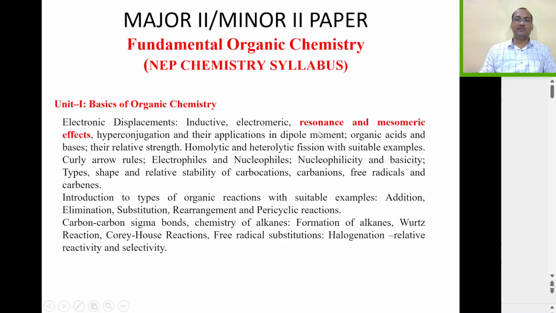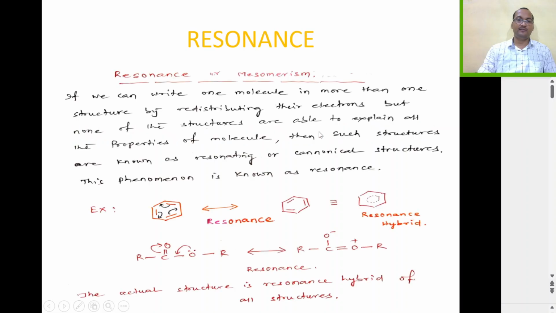So let's talk about resonance or mesomeric effect. First, what is resonance? If we can write one molecule in more than one structure by redistributing their electrons, but none of the structures are able to explain all the properties of the molecule, then such structures are known as resonating or canonical structures, and this phenomenon is known as resonance.